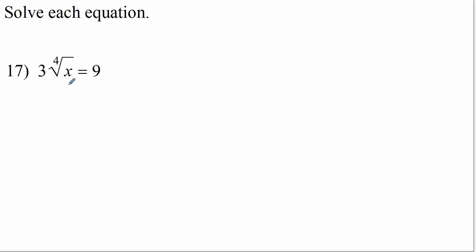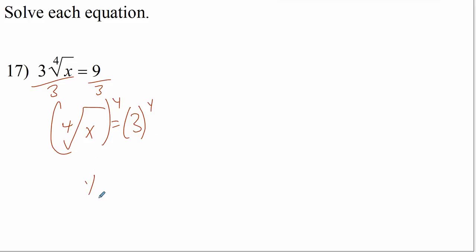Okay, let's go to here, 17 here. Well, again, I got to isolate. This is being multiplied, so I have to divide by that 3. Fourth root of x equals 3. What's the index? 4, raise it to the 4. Those go away, it's just x, right? Equals 3 to the 4th, calculator is 81.